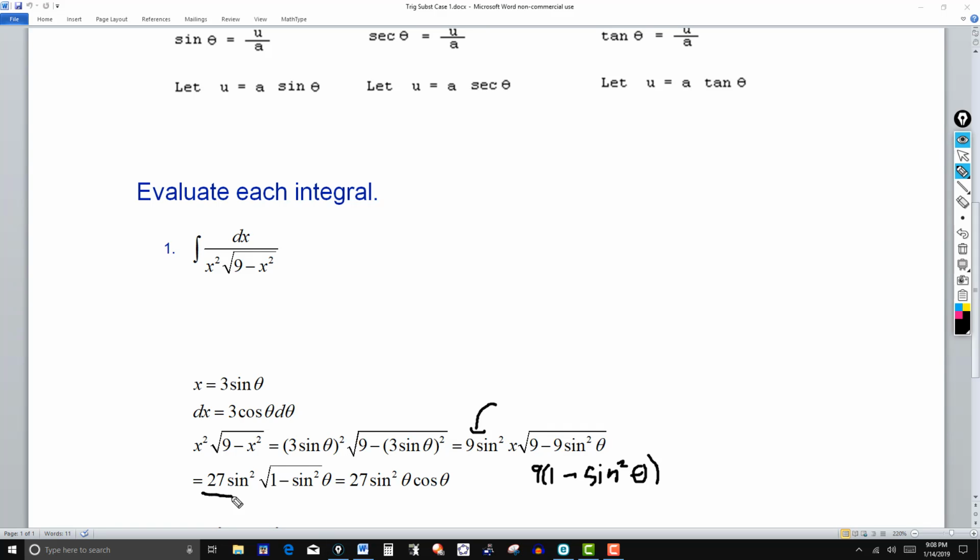And then 1 minus sine squared theta is the same thing as cosine squared. So I made that substitution in here. Remember, this is the square root of that; I already took the 9 out. And the square root of cosine squared is cosine. That's why I got this cosine over here.